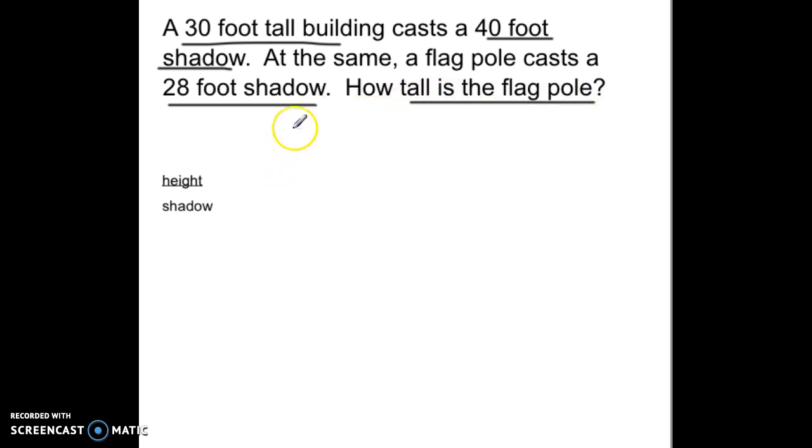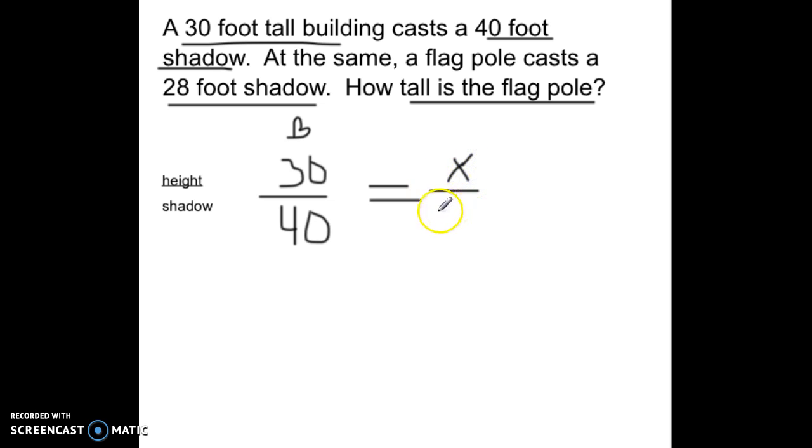So we're going to go with, on the first side, I'm going to put the building, and I'm going to do 30, because the building is 30 high, over 40, because that's how long the shadow is. I put equals, and in this case, at the same time, a flagpole casts a 28-foot shadow. I don't know how tall that flagpole is. I'm sure it's pretty tall. But how tall is its shadow? 28 feet.